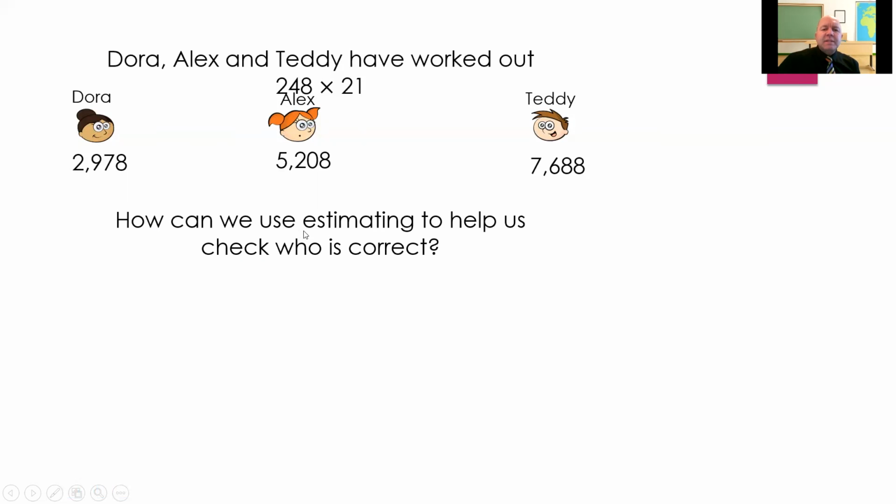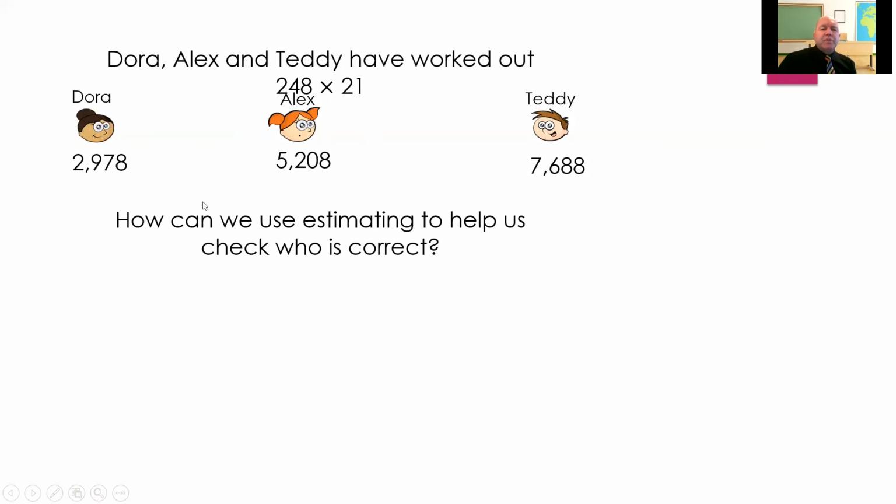We're going to use estimation to help us check who is correct. Now, estimation means just working things out roughly. We're not going to work out these calculations. That would take us a bit too long. So we're going to do an estimation. We've got 248 multiplied by 21. We're going to round each of these to much nicer, friendlier numbers.